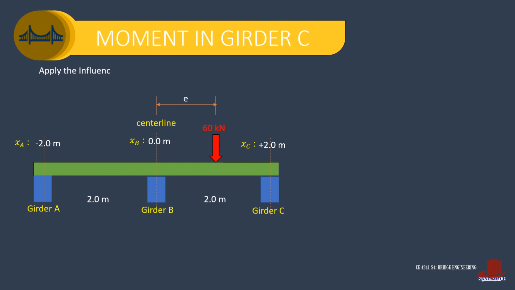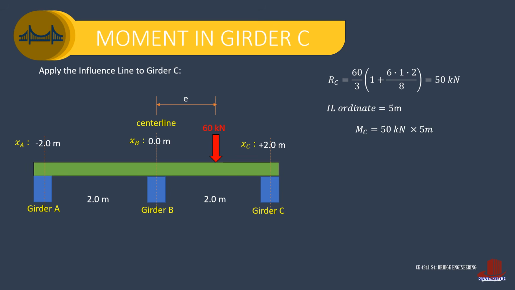Now we can finally determine the moment of girder C from the reaction of girder C of 50 kilonewtons and the influence line ordinate of 5 meters. The moment at C is 50 kilonewtons times 5 meters, which is 250 kilonewton meters. This is the answer to the task. If we compute the moment of the total load, it is 60 by 5, which is 300 kilonewton meters. Comparing these two moments, we can see that girder C takes most of the total load.